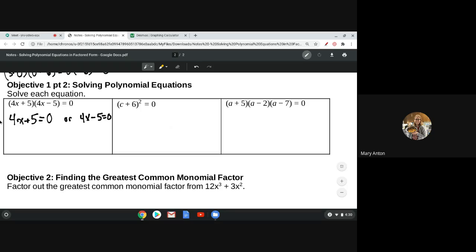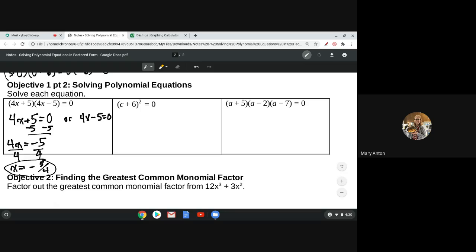So let's do the one on the left first. To get this 4x by itself, we need to first put this 5 on the other side. So we can subtract both sides by 5, and we get 4x is equal to negative 5. And now to get x by itself, we divide both sides by 4. So we get x is equal to negative 5/4. And that's one of our solutions.